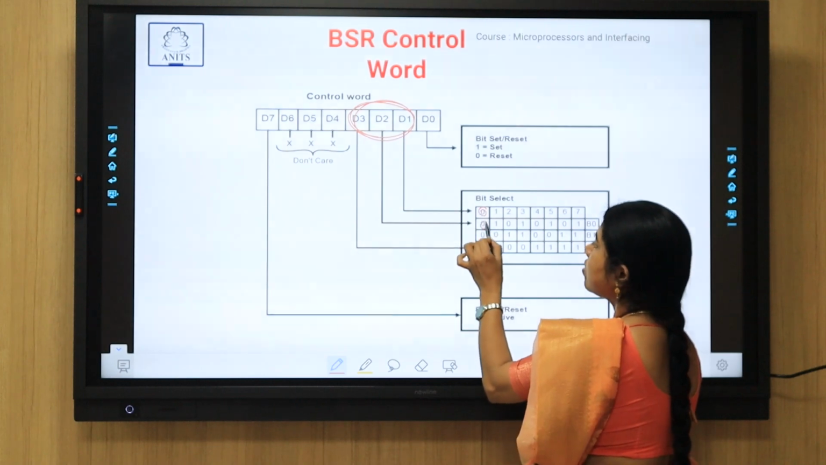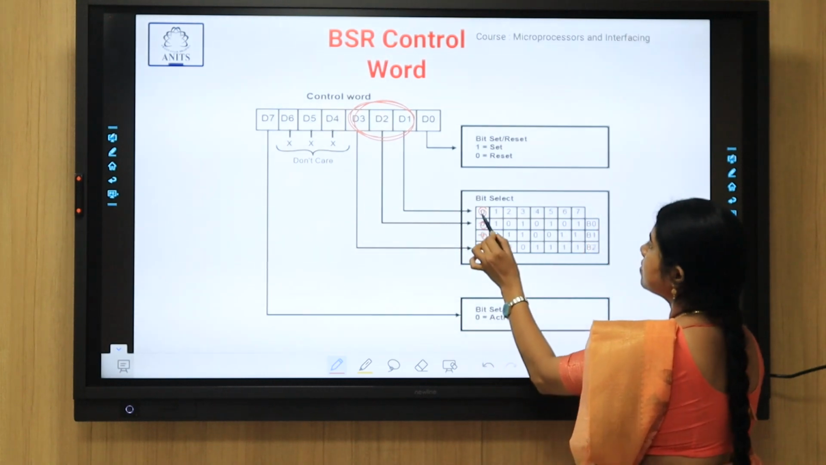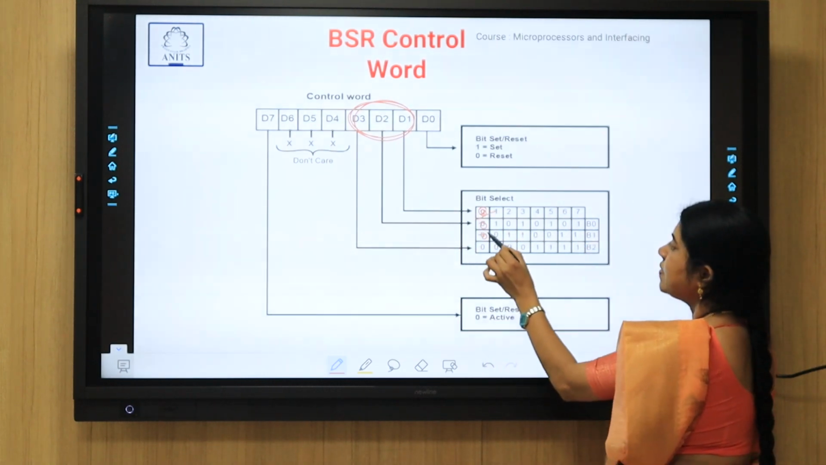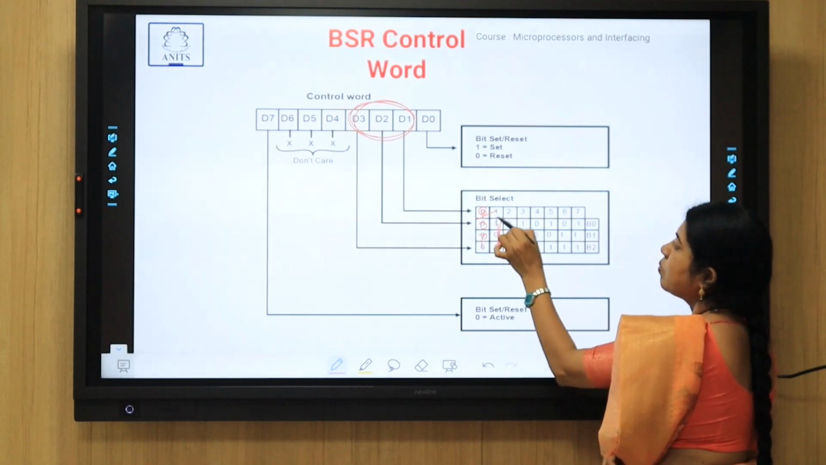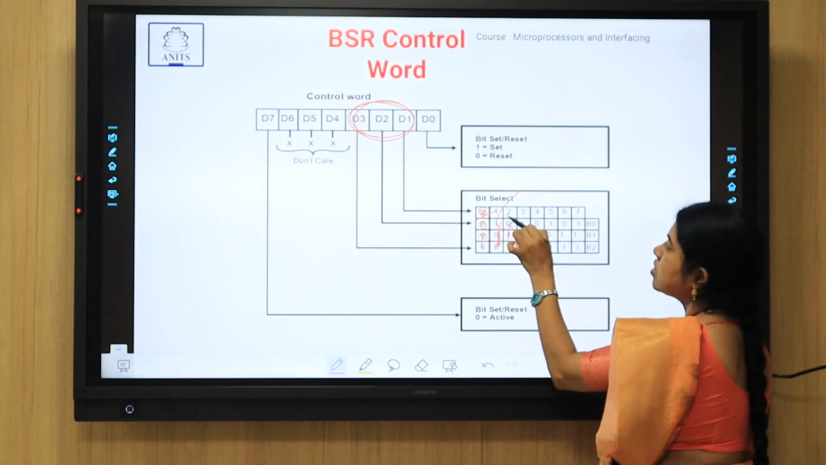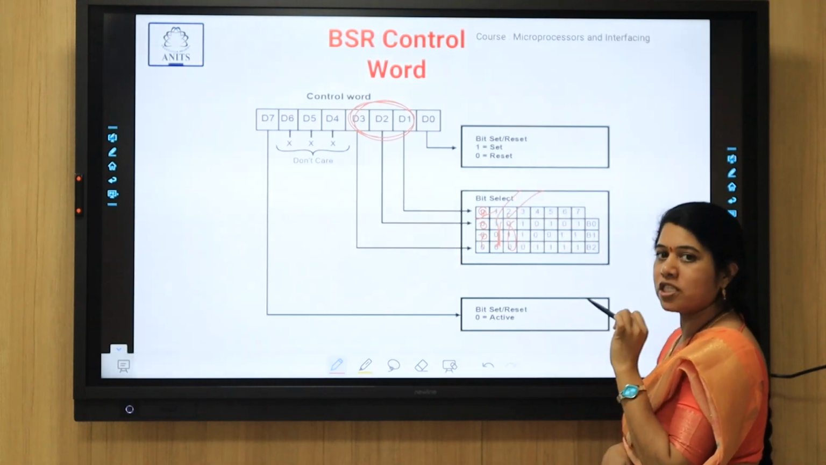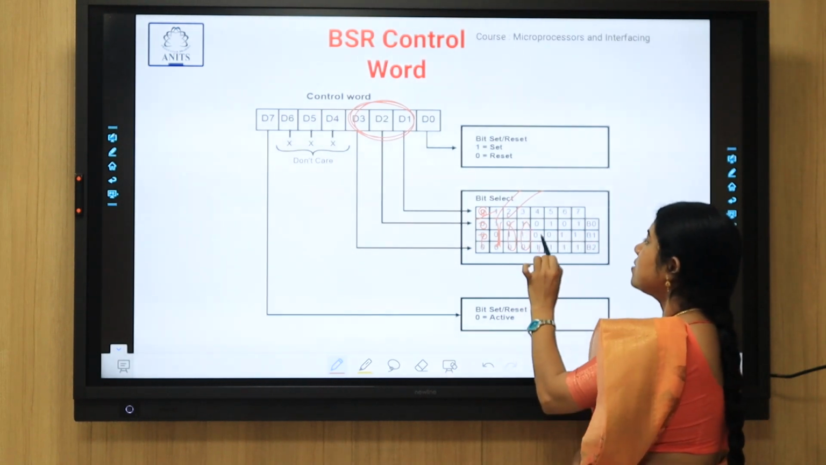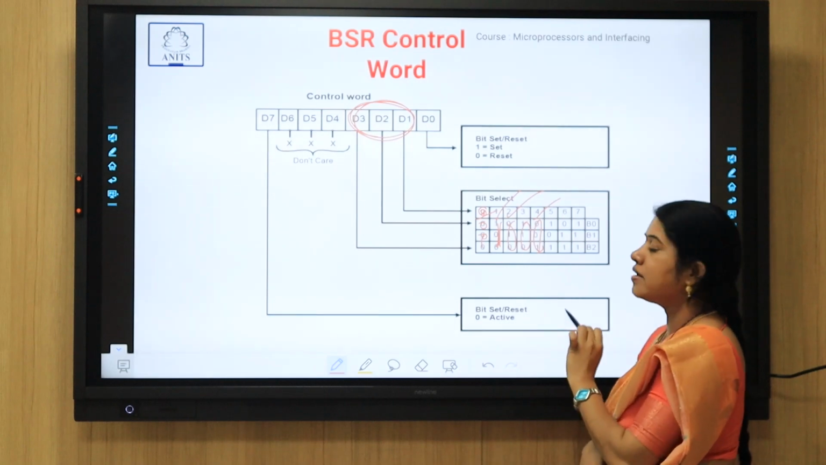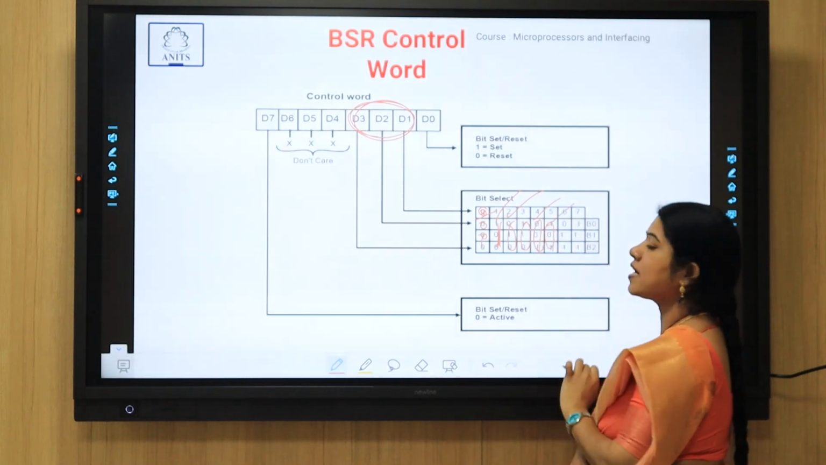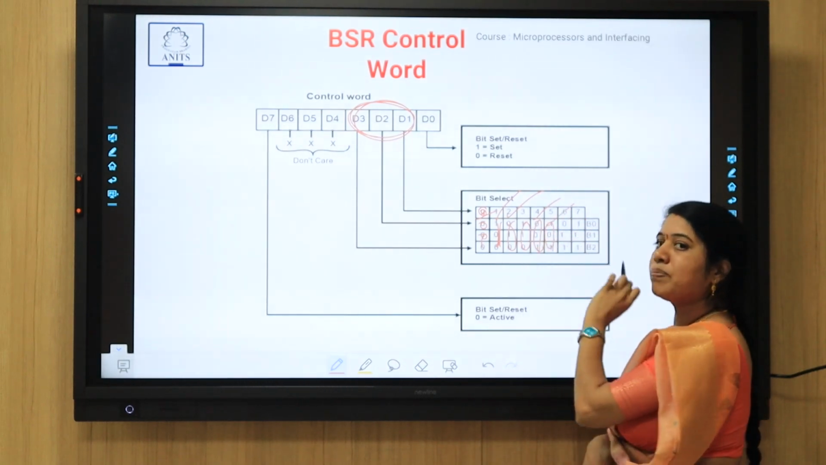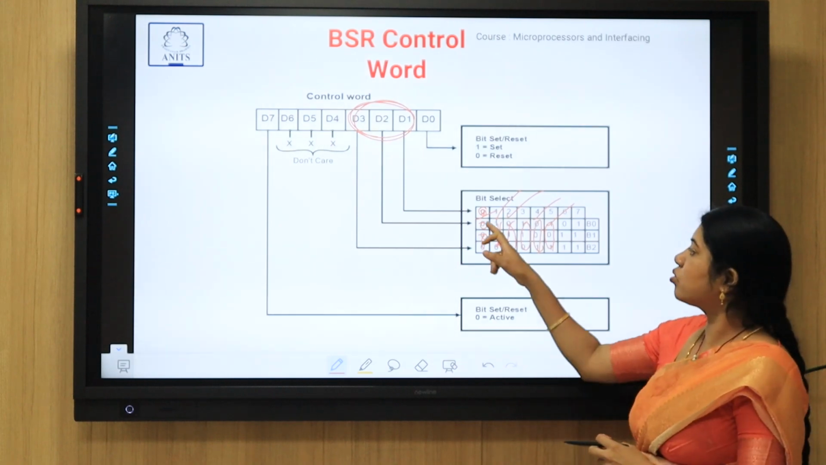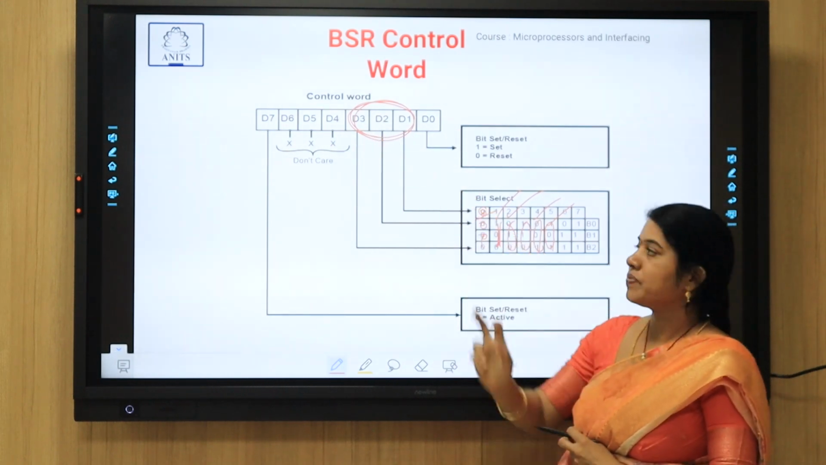If 000, port C bit 0 will be selected. If it is 001, port C bit 1 will be selected. 010 means port C bit 2, that is PC2, will be selected. 011 means PC3 will be selected. 100 means PC4 will be selected. 101 means PC5 will be selected. Like that, all the 8 bits will be selected through these 3 lines.